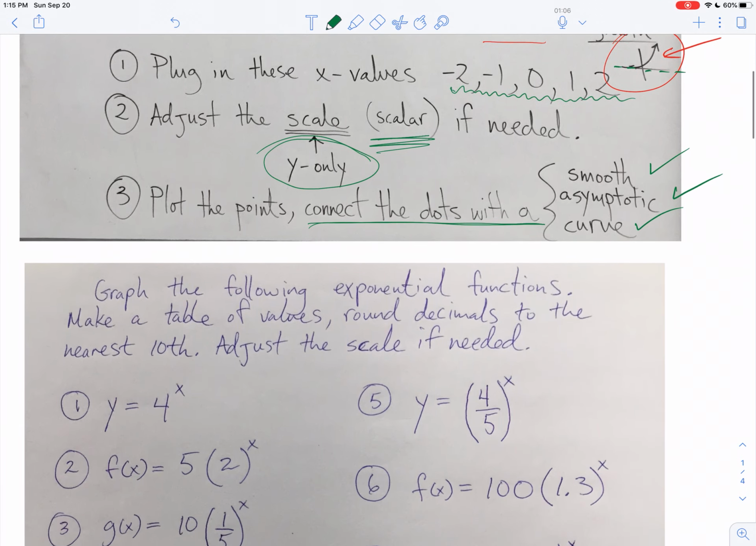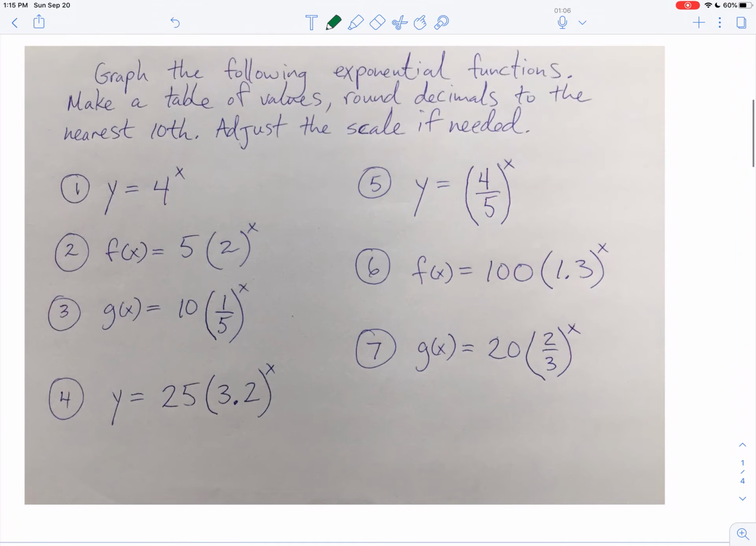Here's the practice problems I want you to do. It says graph the following exponential functions, make a table of values. We're going to just work in decimal. Round all decimals to the nearest tenth. Adjust the scale if needed. So here we go. You use your calculator either in classic mode or math print. I don't care. But you're going to punch in to your calculator.